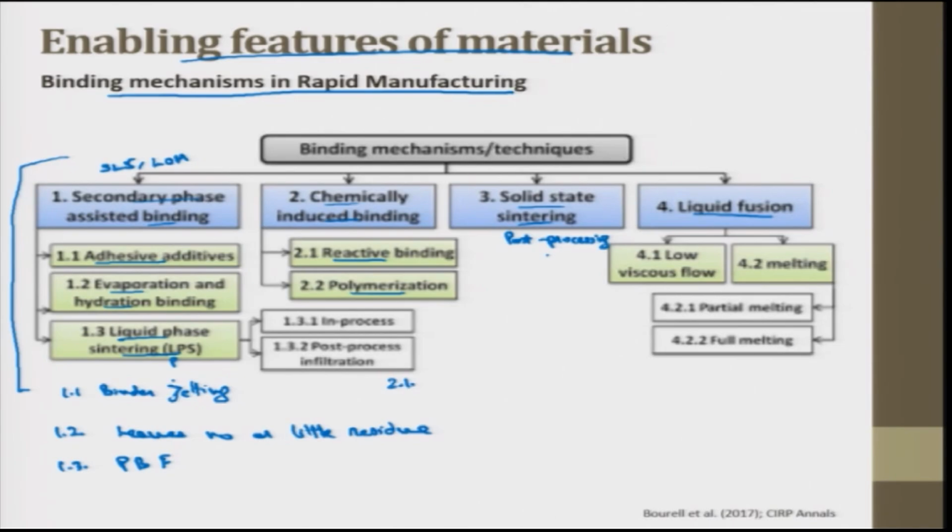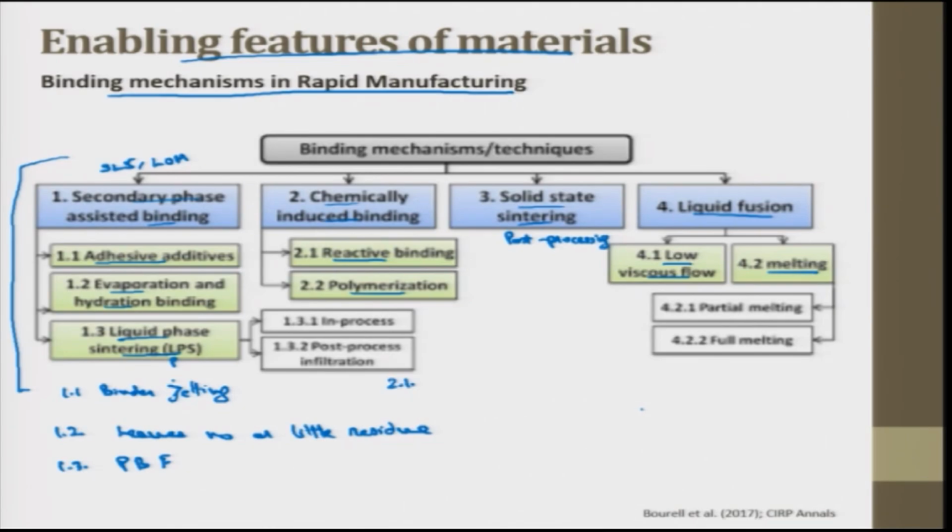For example, it can happen in a furnace. It can densify porous ceramics after removing the polymer binder, etc. So next is liquid fusion. Liquid fusion is a rapid mass transport mechanism that may include low viscosity flow in polymers and melting in metals. Liquid fusion can happen in low viscous flow and after melting.